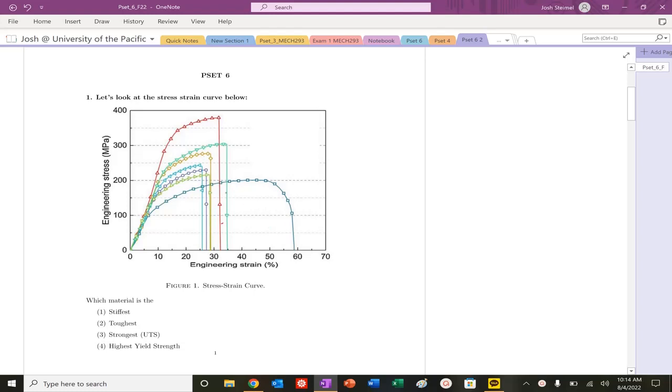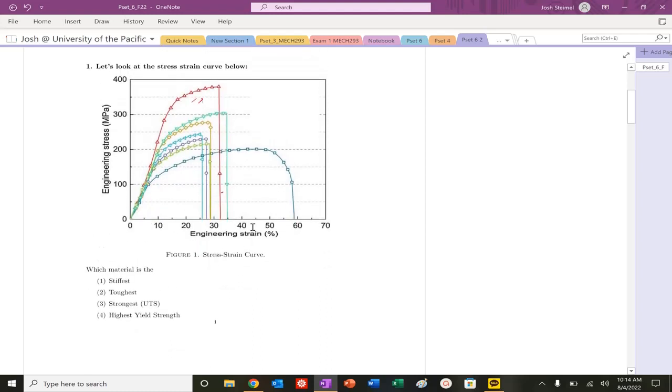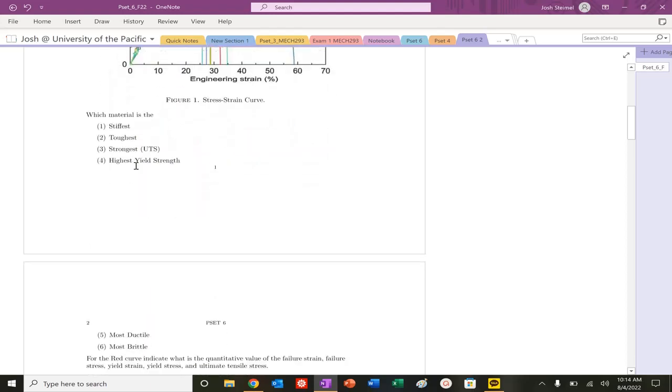Usually when you're looking for more ductility, you're going to look at quite a bit larger strain. So I would say probably the red curve again. This may have enough, but it's a little bit tough to tell, but either of those answers will be good. Strongest in UTS, ultimate tensile strength, will be this red one again. Highest yield strength, again, I would say this is the yield strength about right here, also red.